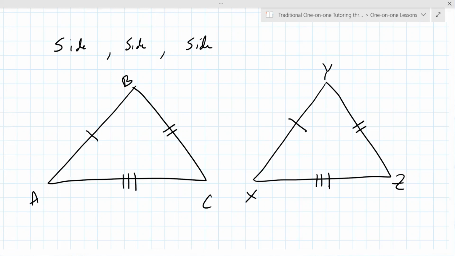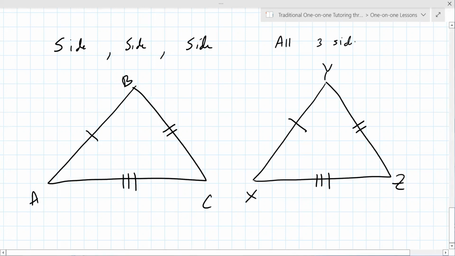So this is a side angle. So this is side, side, side because it needs to be side, side, side. How do you explain that? It's because all three sides are congruent. All three sides are congruent.